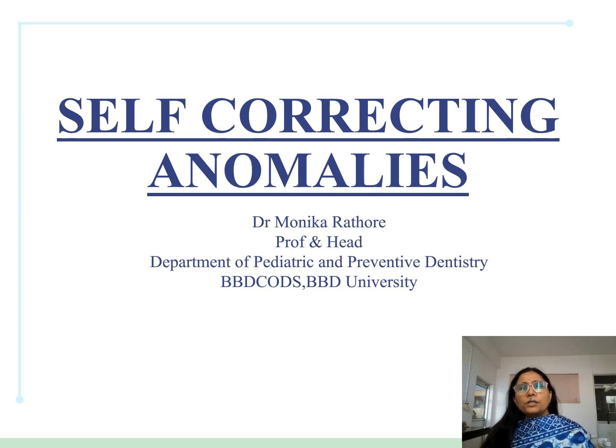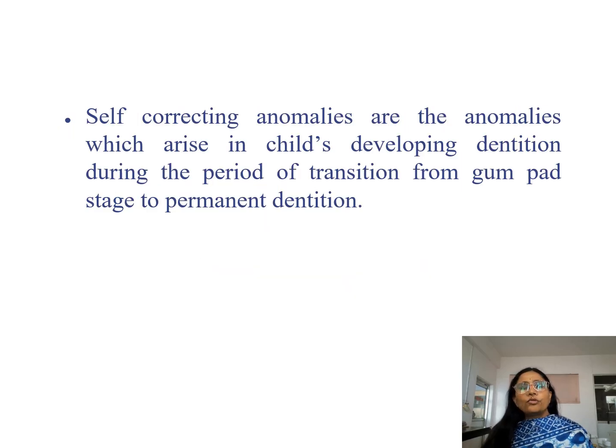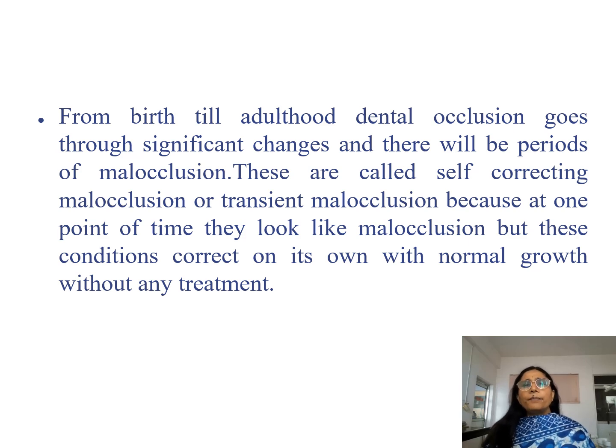Today I will be discussing self-correcting anomalies. So what are self-correcting anomalies? Self-correcting anomalies are the anomalies which arise in a child's developing dentition during the period of transition from gum pad stage to permanent dentition. As we know, from birth till adulthood, dental occlusion goes through significant changes and there will be periods of malocclusion. These are called self-correcting malocclusion or transient malocclusion because at one point of time they look like malocclusion, but these conditions correct on their own with normal growth without any dental treatment.